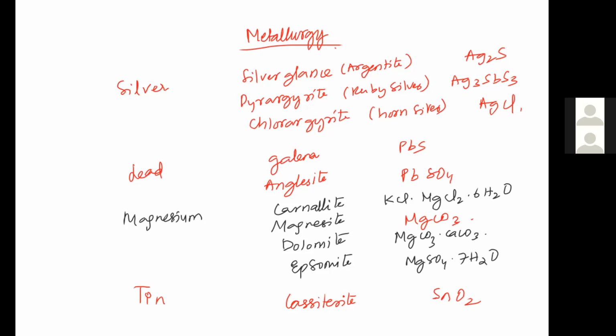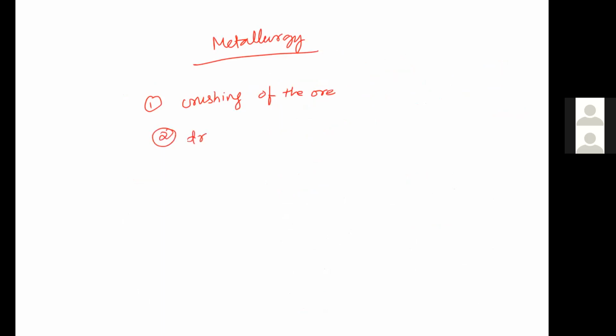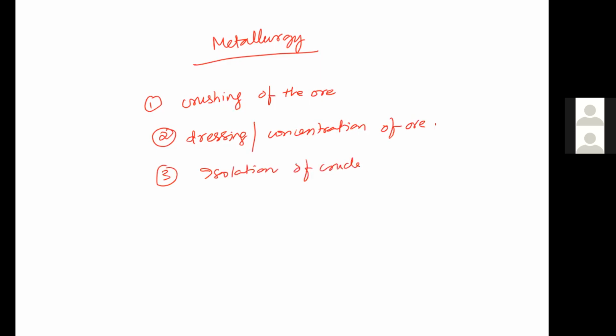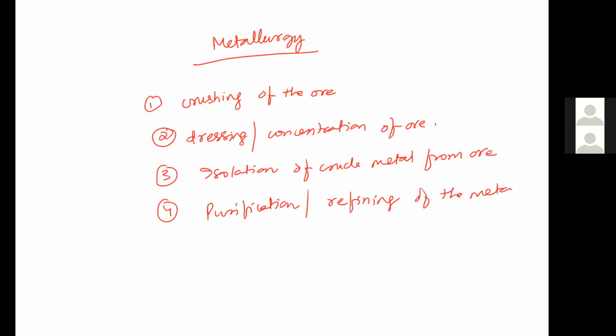The first process, I'm just clearing the screen. The major steps under metallurgy is first, crushing of the ore. Dressing, or called concentration of the ore. Isolation of the crude metal from the ore. Purification or refining of the metal. These are the four steps under the metallurgy.